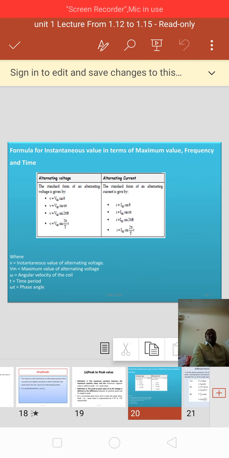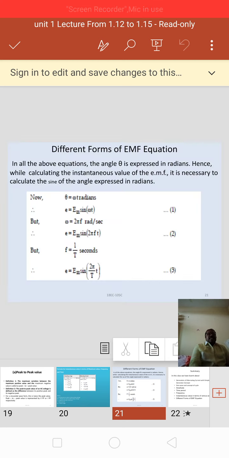Okay, that is the concept regarding the instantaneous value. Now we learn about the different forms of EMF equation. In all the above equations, the angle theta is represented in terms of radians. Hence, while calculating the instantaneous value of the EMF, it is necessary to calculate the sine of the angle expressed in radians.